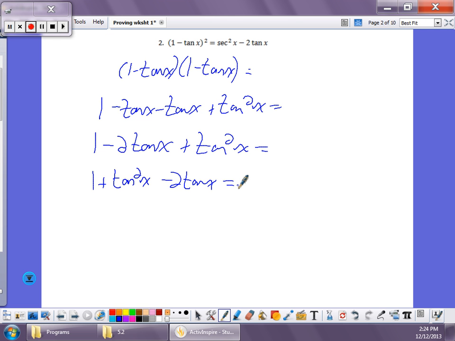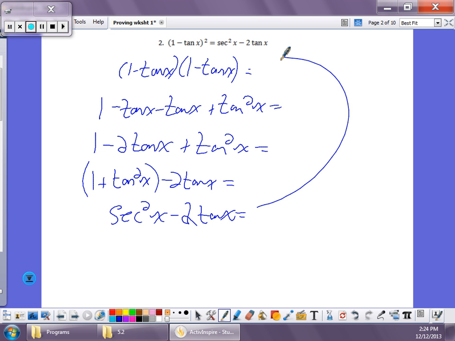And you should now see this right here is secant squared. And if you don't see it right away, just think, oh, how can I get from 1 plus tangent squared to secant squared? And lucky for you, it's an identity. So that's how you would work through that one. That does, in fact, equal that. So we're done there.